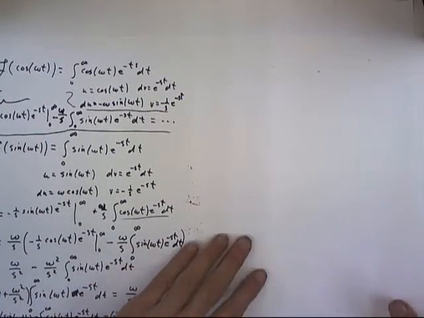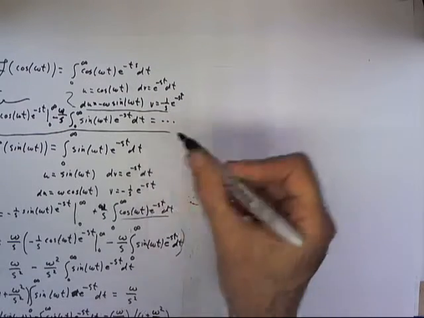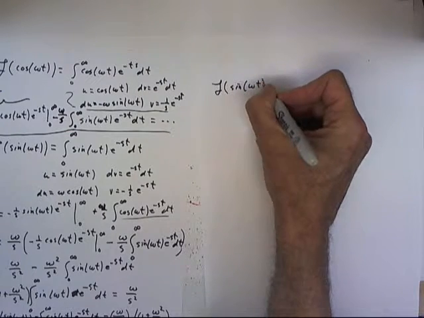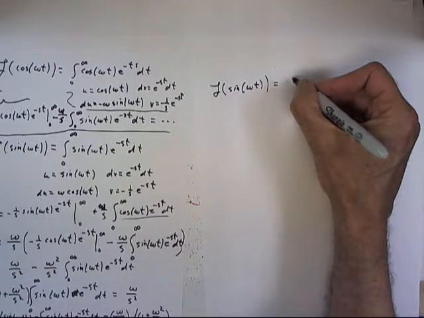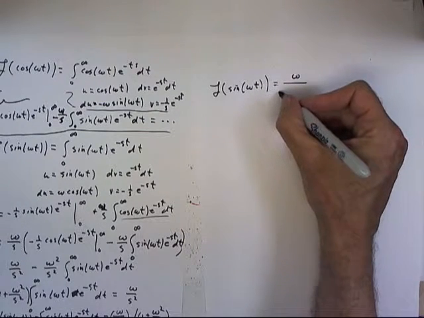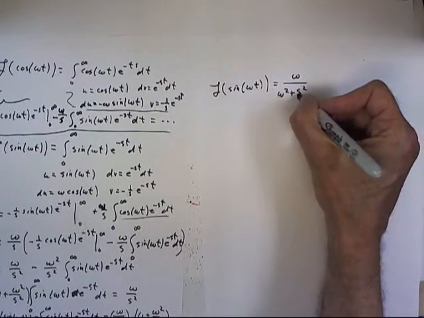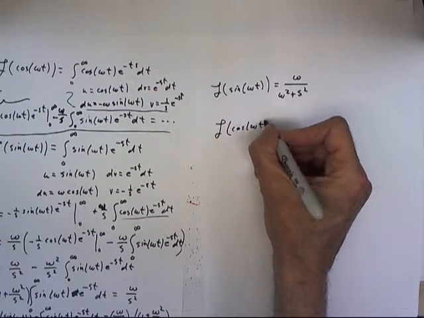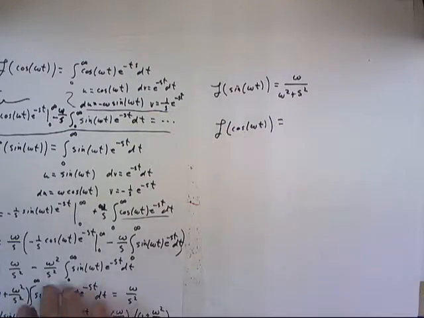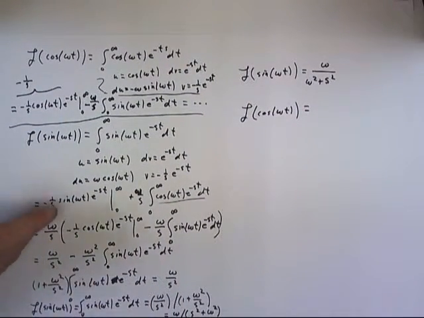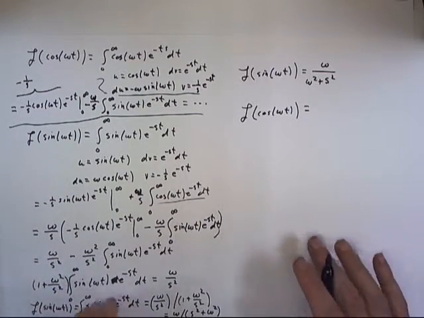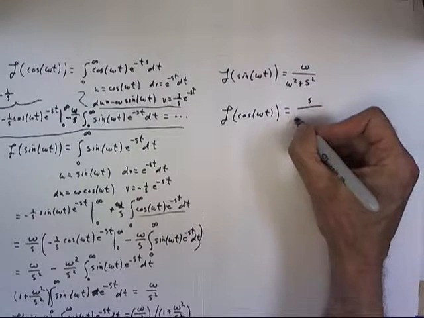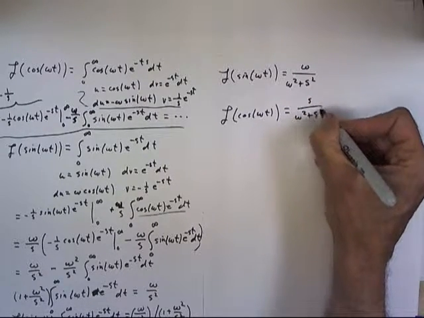And the result of all this is that the Laplace transform of the sine of omega t equals, as we saw, omega over omega squared plus s squared. And the Laplace transform of the cosine of omega t turns out to be, remember where we got a 0 here, we got a negative 1 over s here. That changes things a little bit. And the ultimate result is that we get s over omega squared plus s squared.